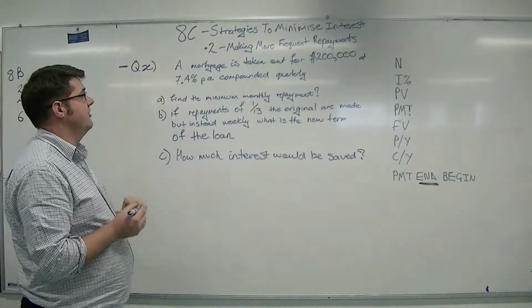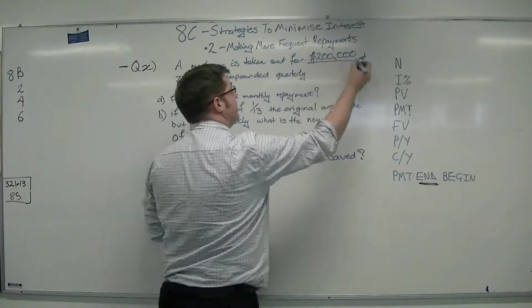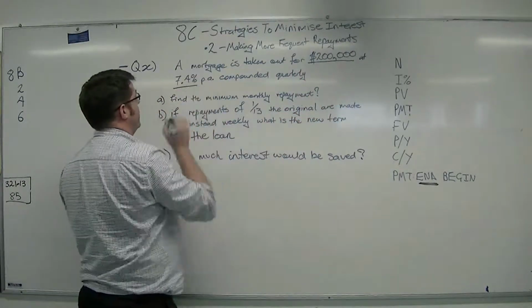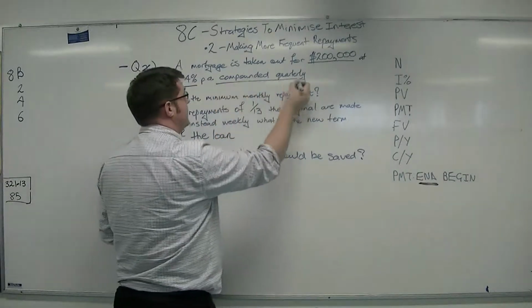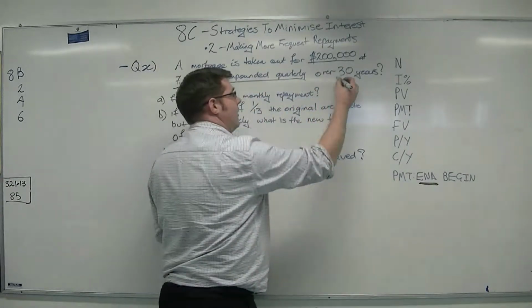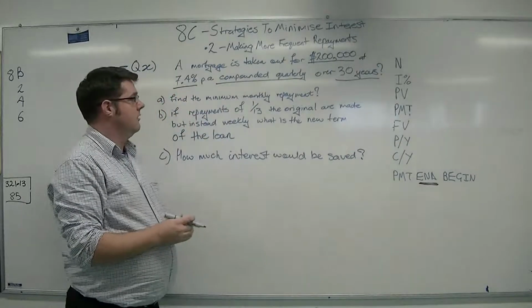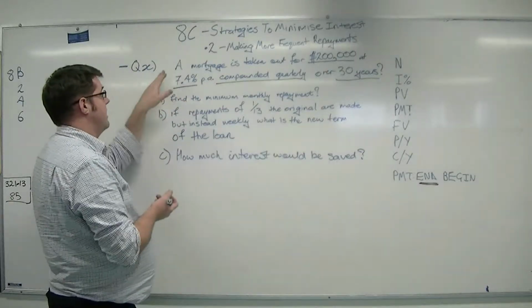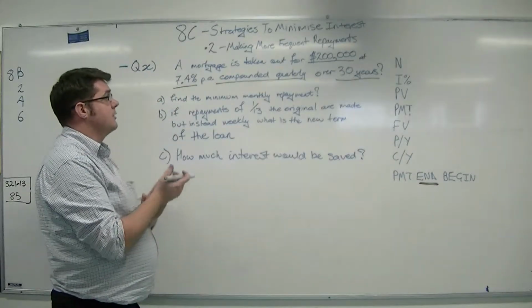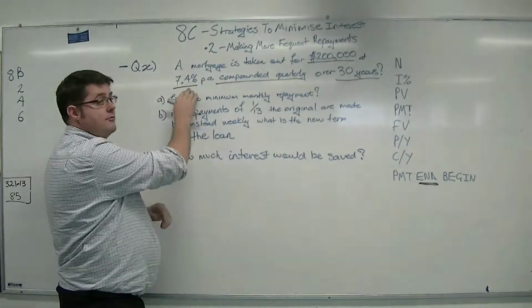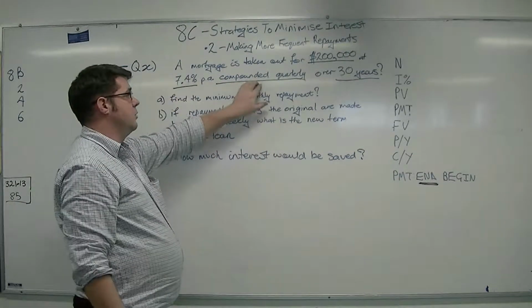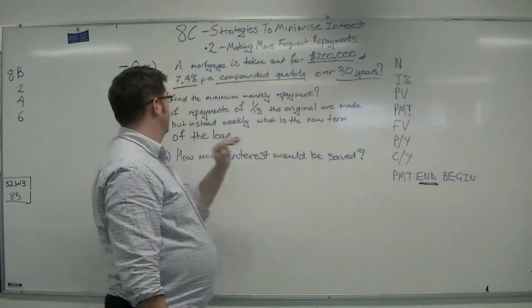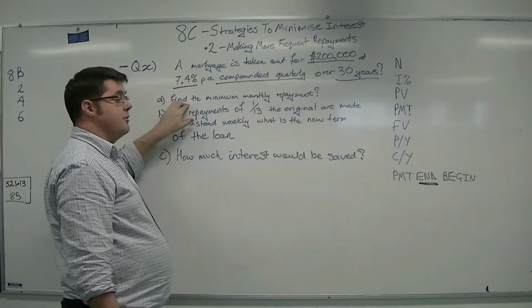A mortgage is taken out for $200,000 at 7.4% per annum, compounded quarterly, over 30 years. Let's find the minimum monthly repayment.